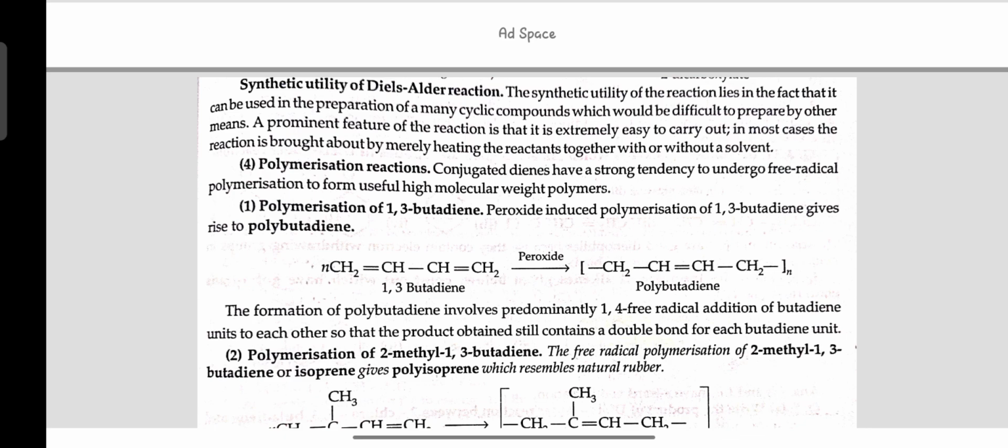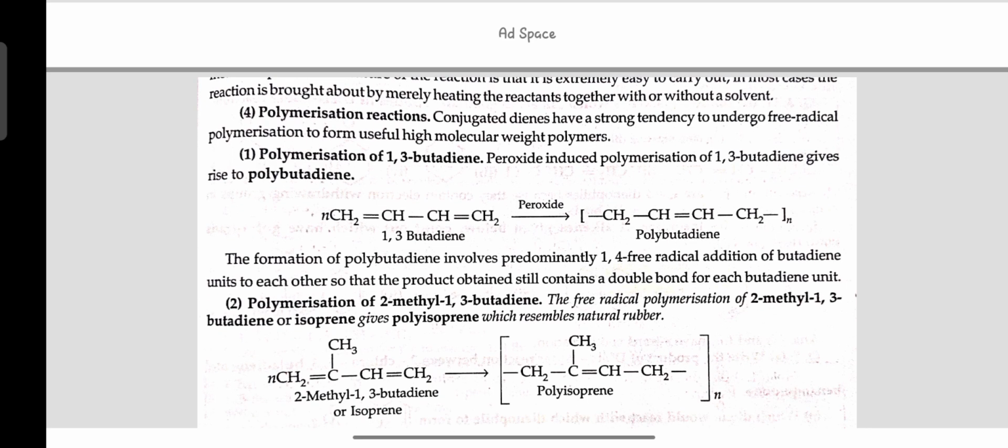4. Polymerization reaction. Conjugated dienes have a strong tendency to undergo free radical polymerization to form useful high molecular weight polymers. First, polymerization of 1,3-butadiene. Peroxide induced polymerization of 1,3-butadiene gives rise to polybutadiene. The formation of polybutadiene involves predominantly 1,4 free radical addition of butadiene units to each other so that the product obtained still contains a double bond for each butadiene unit.